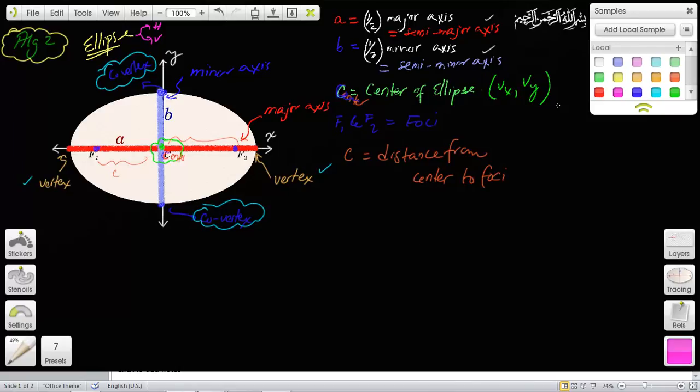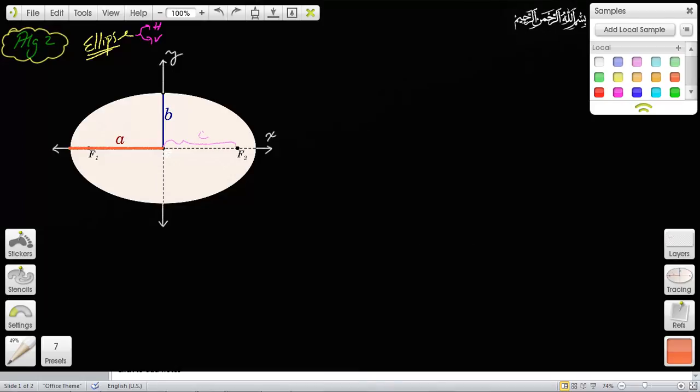The key thing is to understand that A is the distance from center to one of the ends, B is the distance from center to the other end, and C is the distance from the center to the foci. Those are three very important elements of an ellipse. So there we have it again. A is from the center to this end, B is from the center to the semi-minor axis here, and C is the distance from the center to each of the foci.